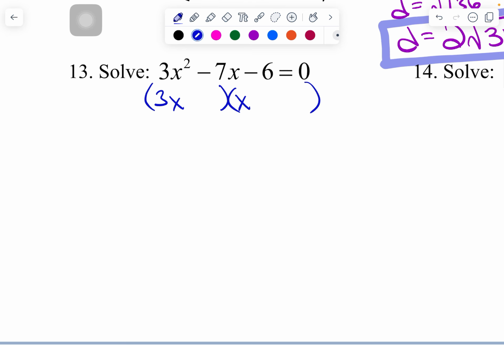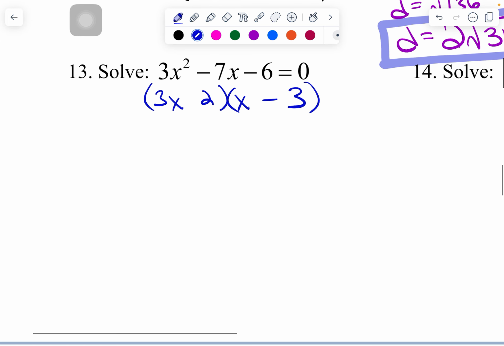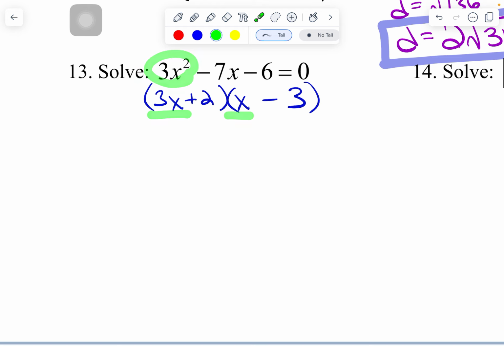So 3x and x, I think I want a 3 here and a 2 here. Make that negative, make that positive. To double check, 3x times x is 3x squared. That's going to make a negative 9x. That's going to make a positive 2x. Negative 9 plus 2 is negative 7x. And 2 times negative 3 is negative 6. I absolutely have the right factors here.